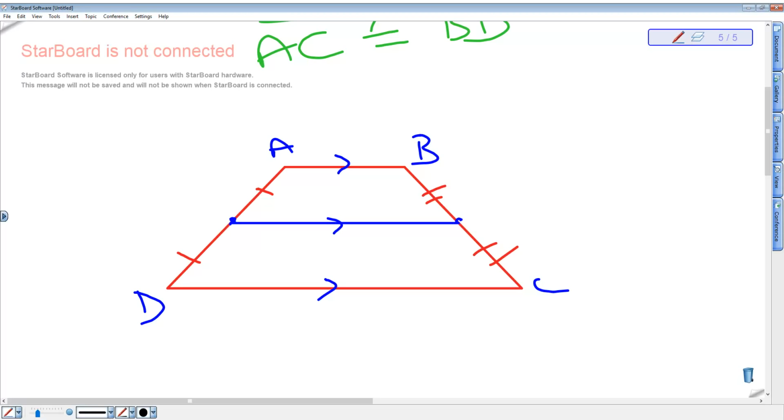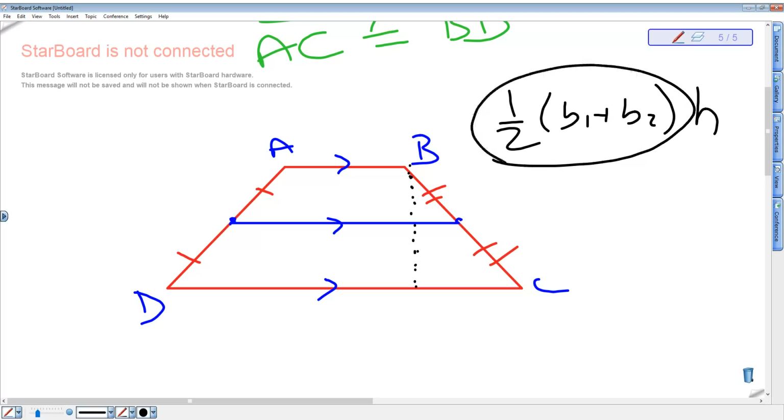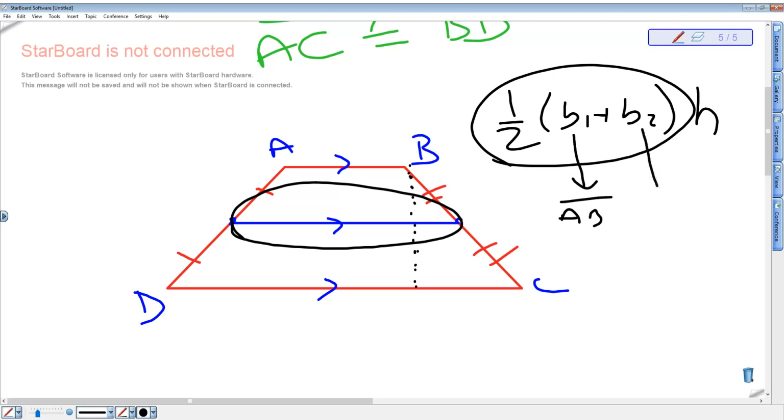Another thing about the mid-segment, remember the area of a trapezoid is one-half base 1 plus base 2 times the height. The height is like this in black. It is not the leg. So if I take this portion and average out the bases, I will get exactly this mid-segment right here. This is AB, and then this is DC. If I average those out, I get the mid-segment.